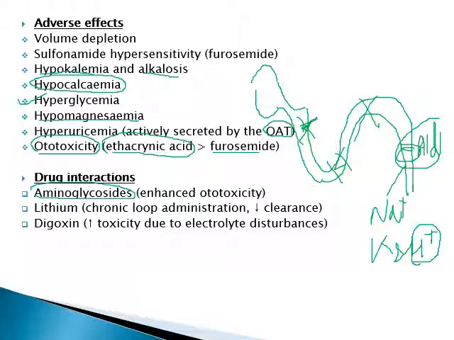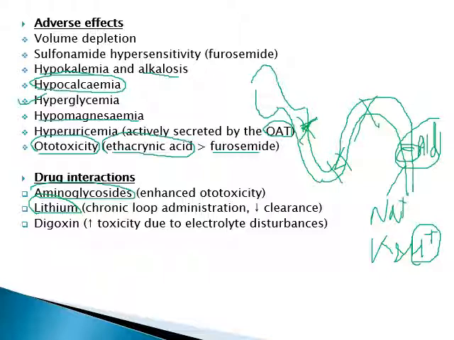And I have told you when we were discussing lithium, when we were discussing bipolar disorders, there we studied how lithium and loop diuretics are associated with decreased clearance of lithium. Actually, we will see this again when we will be discussing the thiazide group of diuretics, and again I will explain there. But for now, just remember that loop diuretics will decrease the clearance of lithium. So again, that can lead to increased toxicity of lithium.